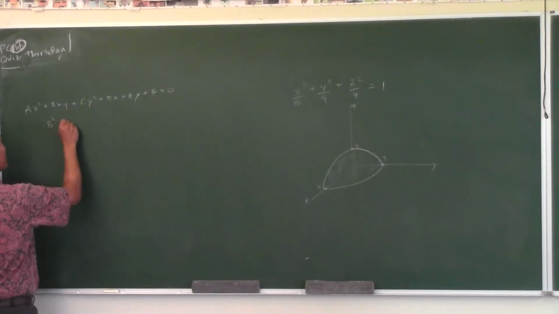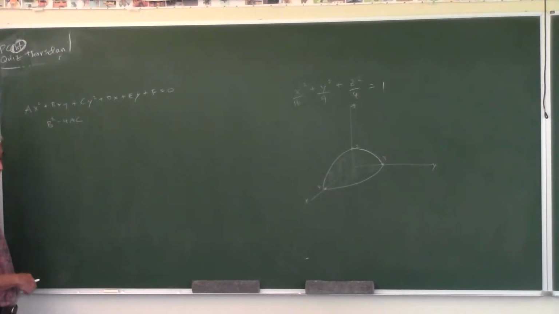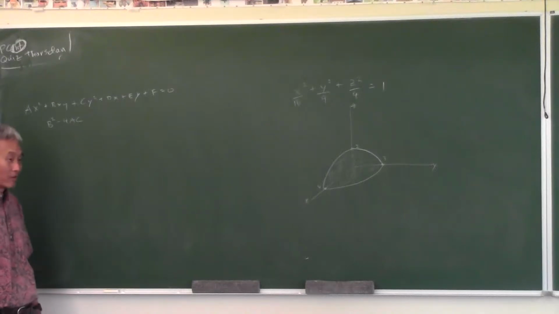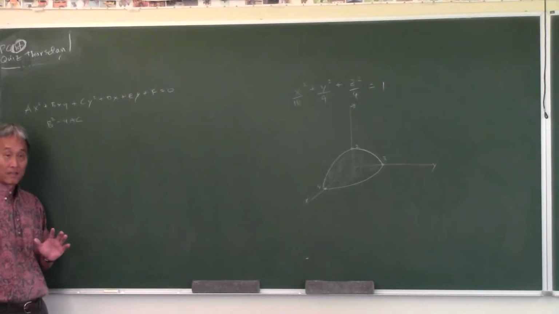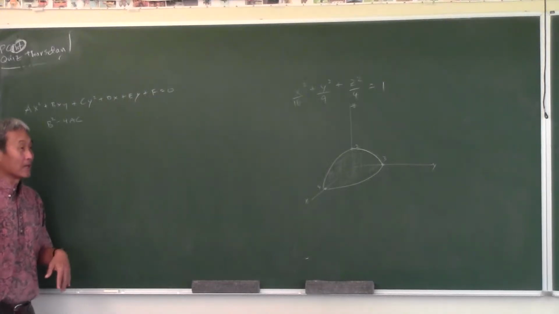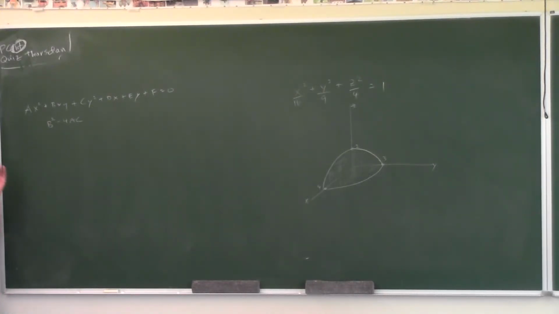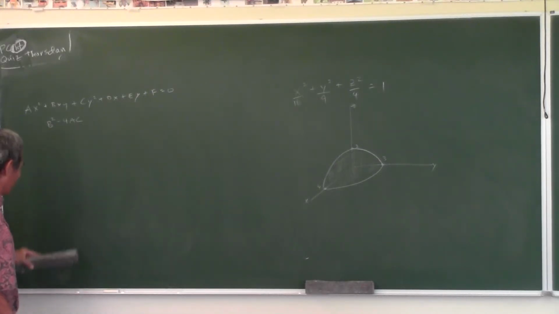B squared minus 4ac. If it's greater than 0, hyperbola. If it's less than 0, ellipse. Equal to 0, parabola. If it's a non-degenerate conic. Remember that word from PCH? Because sometimes you have a graph that, here, since we're high up, we can understand this.